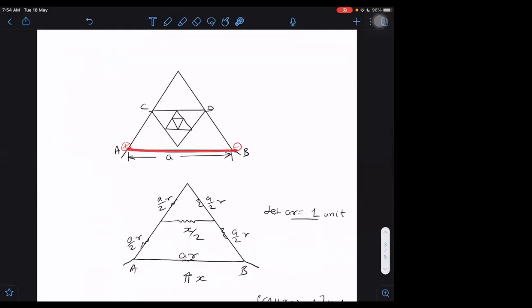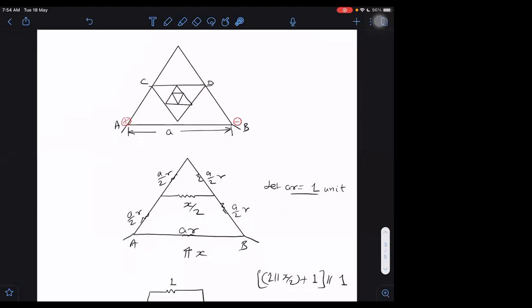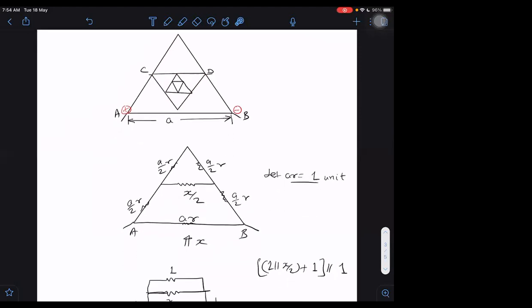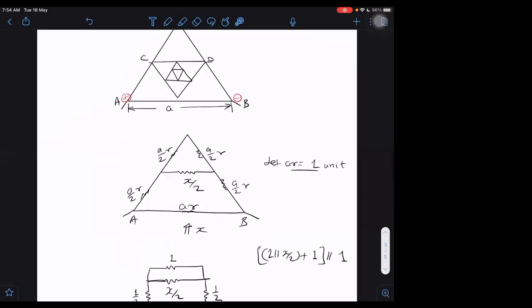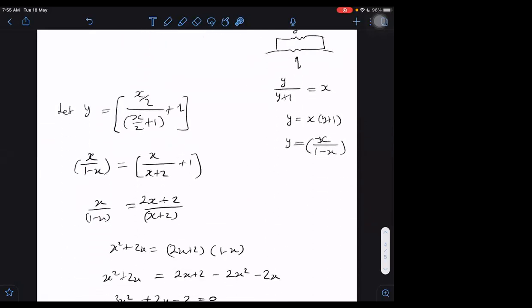What is the biggest side length in this portion? A by 2. Then the corresponding resistance will become x by 2, obviously. R by 2. Okay. Yes, sir. All right.